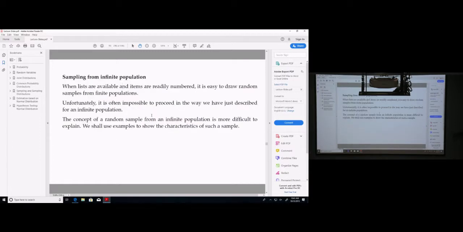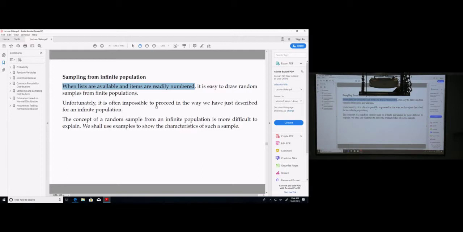Okay, sampling from infinite populations. When lists are available, I think this is the key here. When lists of the subjects in the populations or the items are readily numbered, or available first, it is easy to draw random samples from finite populations. Now this, again, overlooks one little technical thing. Even if you are able to draw out whom to survey in Singapore, if you don't have their phone numbers or contact numbers, you are going to have some difficulty hunting them down, right?